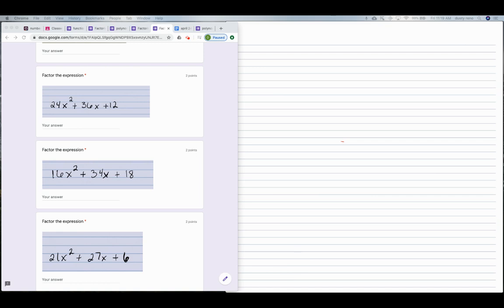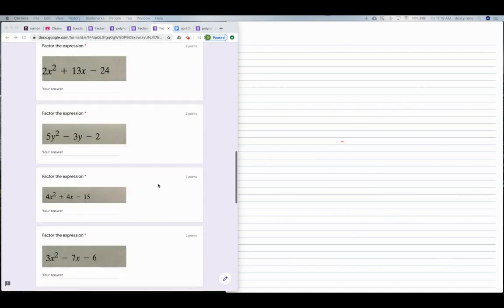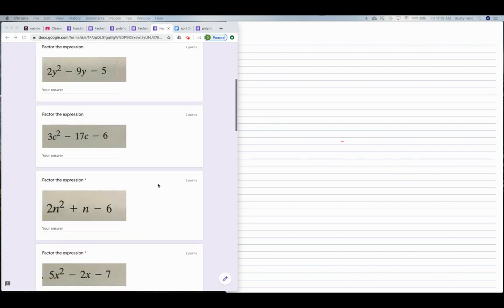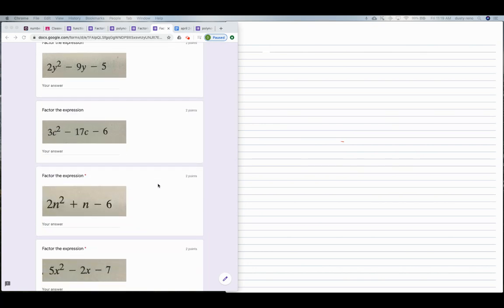All right, so looking here, we'll start with this: 3c squared minus 17c minus 6. Okay, so we're trying to find the factors of 3, which are going to be 3 and 1, and the factors of negative 6, where one's going to be negative and one's going to be positive.